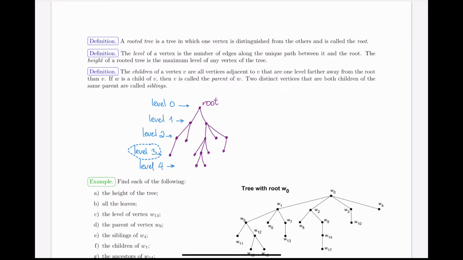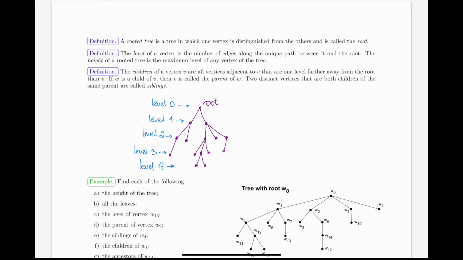The height of the tree is the maximum level, which also, of course, makes sense. So my biggest level here is 4. The height of my tree is 4, which is also the length of the path from the root to the furthest leaf. So for example, from this all the way down to one of those.